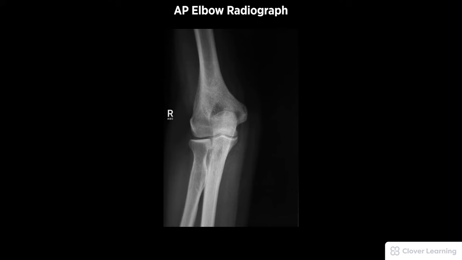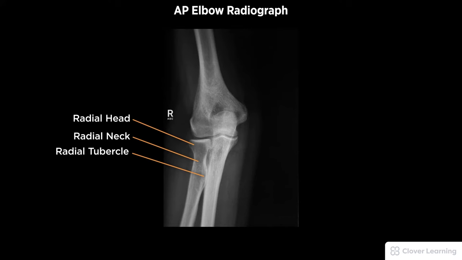A diagnostic AP elbow radiograph must be free of motion and rotation. Demonstrated anatomy to include the radial head, neck, and tuberosity slightly superimposed over the proximal ulna with proper visualization of soft tissue and bony detail.